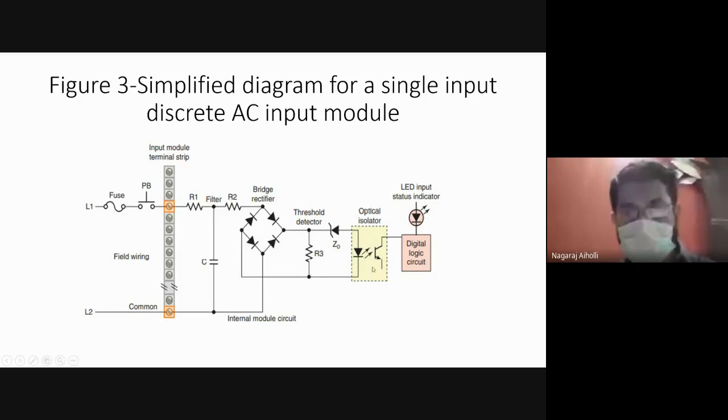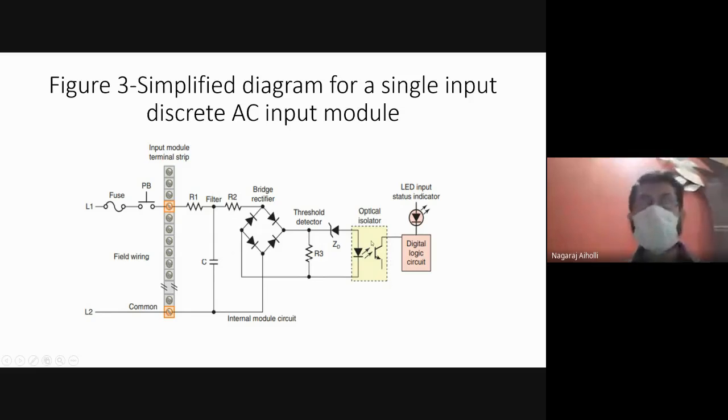Here, this optical isolator is a circuit which separates the left portion of the circuit from the right portion of the circuit. Now, how is it separating? This is a diode arrangement here, right? Initially the electrical signal flows through the diode, and when it flows through this diode, it emits light. This light emitted by the diode falls on this phototransistor.